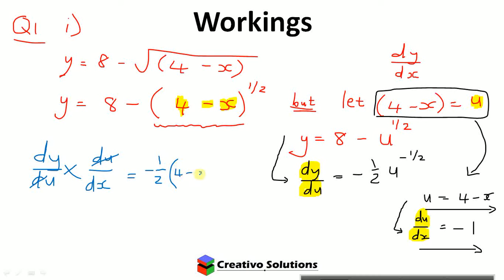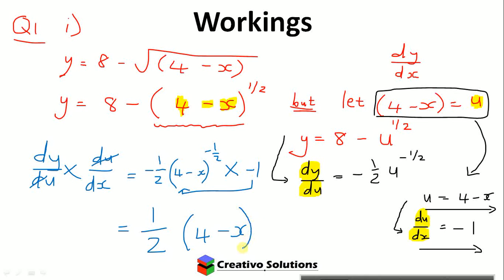4 minus x to the minus a half, and then times it by minus 1. Okay, so the only thing the minus 1 is going to do to this is change the sign. So it'll be a positive, so a half (4 minus x) to the minus a half. Okay, that's dy over dx.